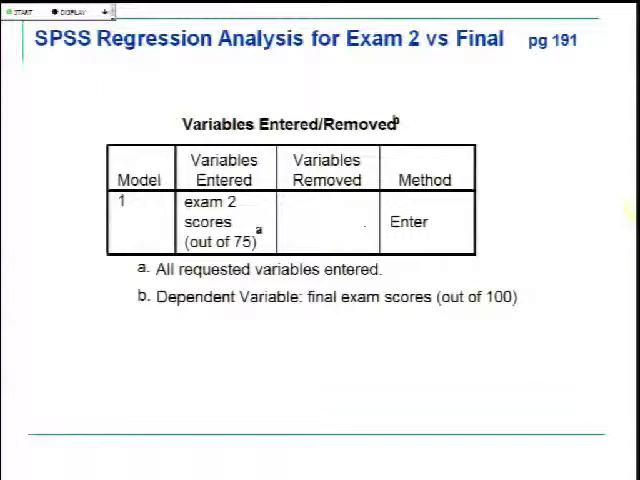So the different pieces of this output. The first piece that comes out by default, it tells you what your model consists of.